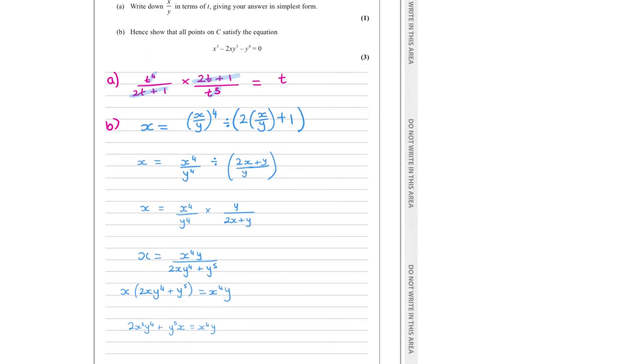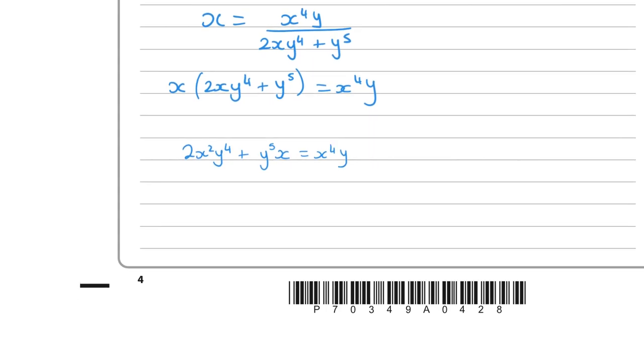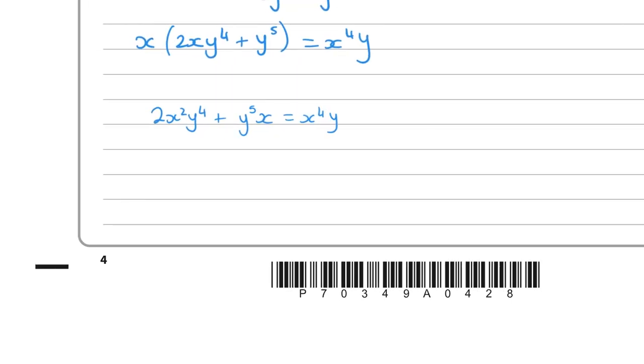Now, what do we want? We want y4. Okay, we have a y5. So you can see here that I've actually divided everything through by x and y. So I can divide everything by x and y, or factor it out essentially if I move it all. So I'm going to get 2x squared y4 plus y to the power of 5 all times x, minus x to the power of 4 times y, equals 0.